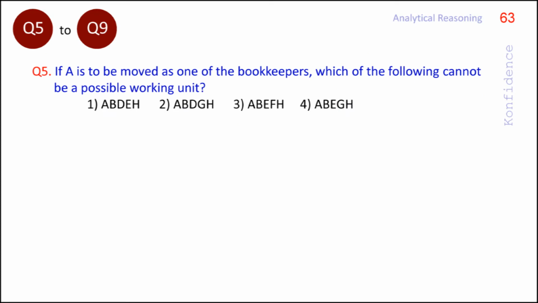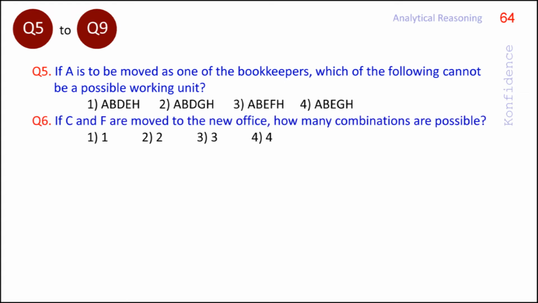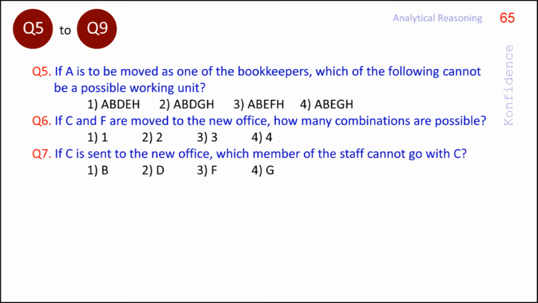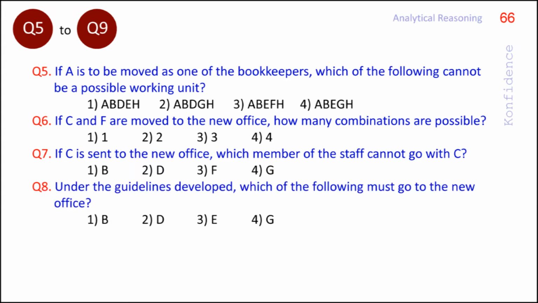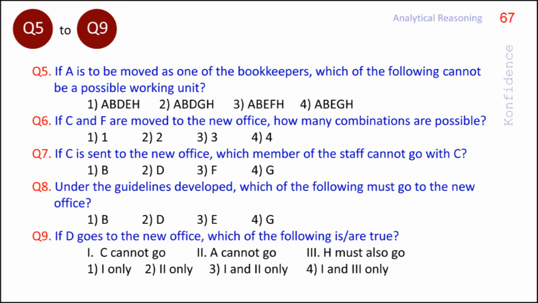And the questions that follow are: Question 5. If A is to be moved as one of the bookkeepers, which of the following cannot be a possible working unit? Question number 6. If C and F are moved to the new office, how many combinations are possible? Question number 7. If C is sent to the new office, which member of the staff cannot go with C? Question number 8. Under the guidelines developed, which of the following must go to the new office?